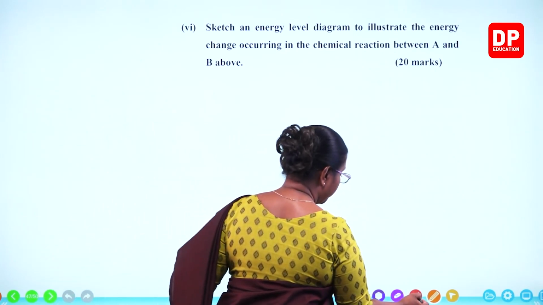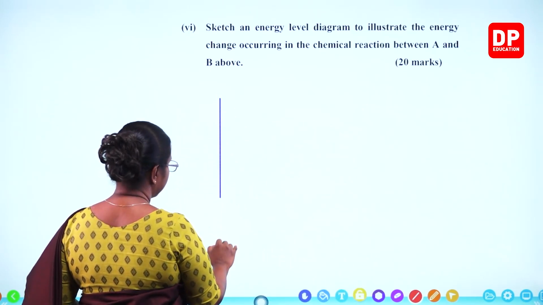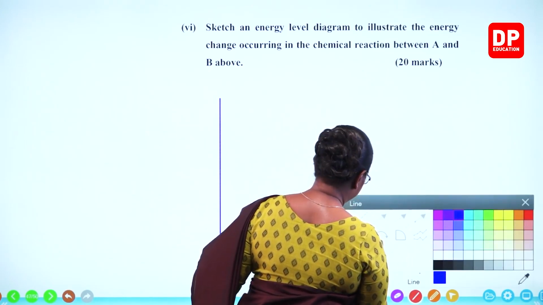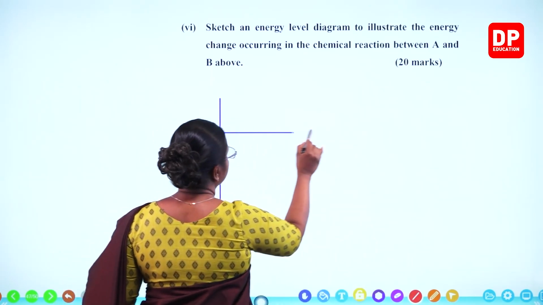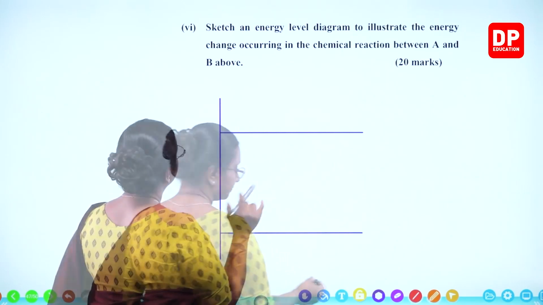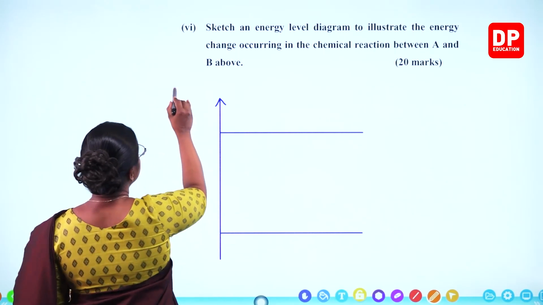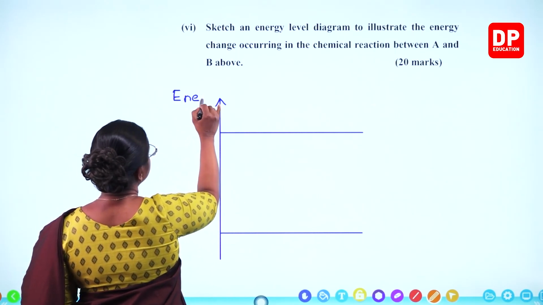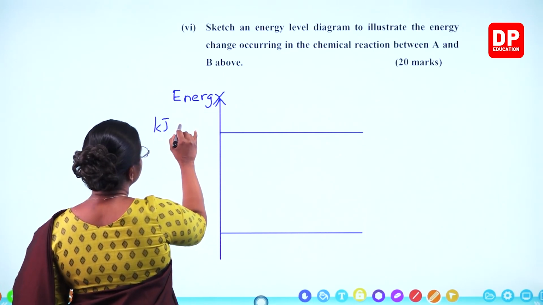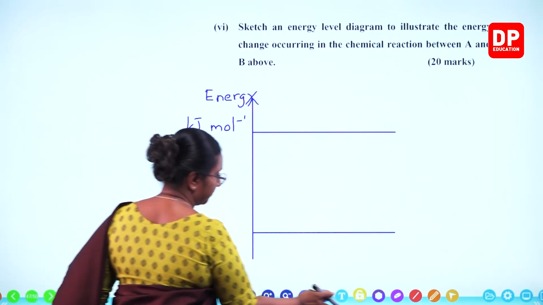So you all know how to draw the energy level diagram. We need to have the energy axis. Then we need to have the reactants and the products. So here we need to label the y-axis as energy, and the unit has to be kilojoules per mole. You have to write that as well.